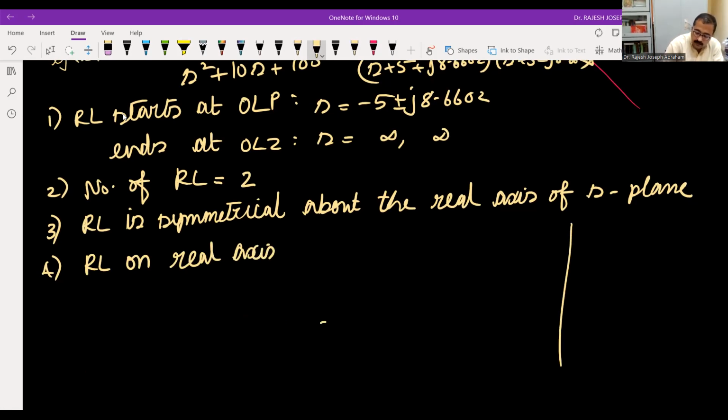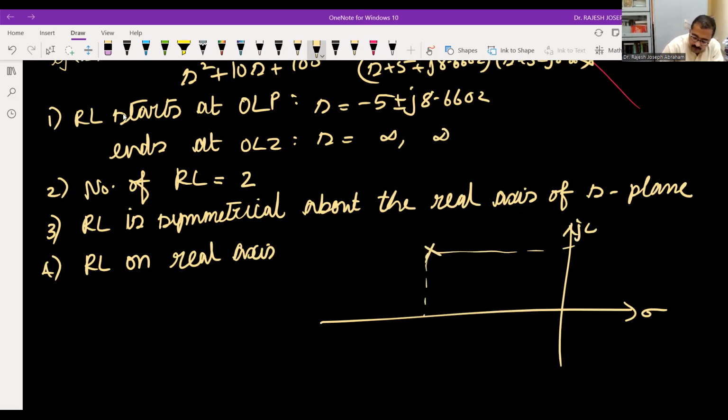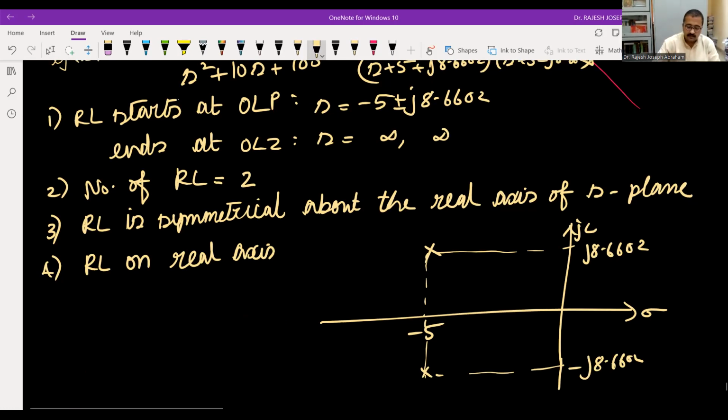Okay, sigma j omega. Where are the poles? It is minus 5 plus j 8.6602, and this is minus j 8.6602. So here root locus on the real axis does not exist. Why? Because we do not have any real pole. So you can jump to the next step. So the root locus on real axis step is not valid here. Going to the next step, what will you get?